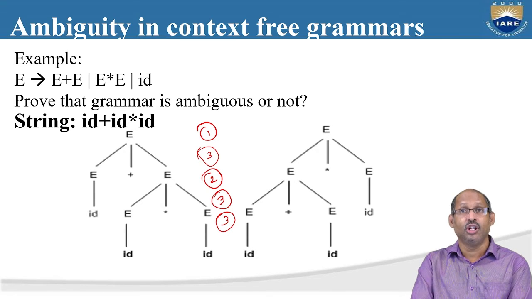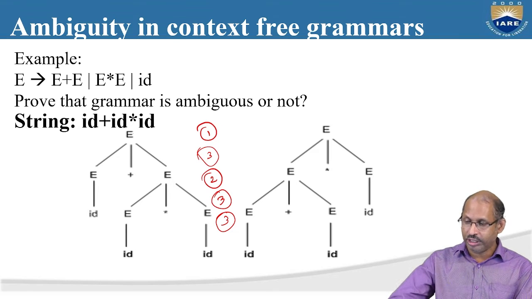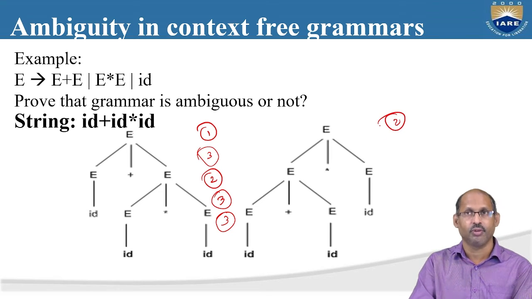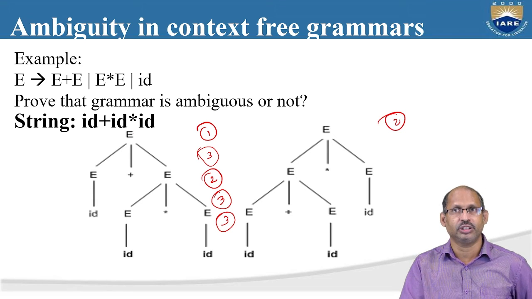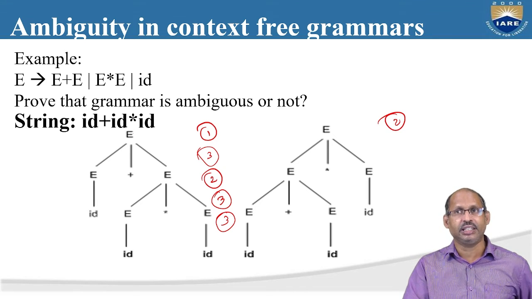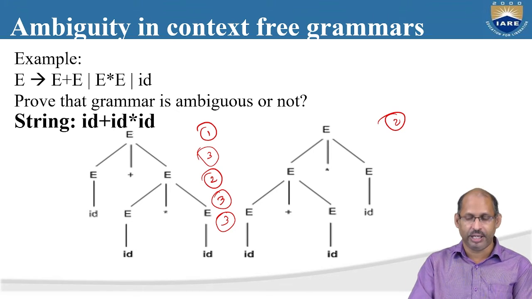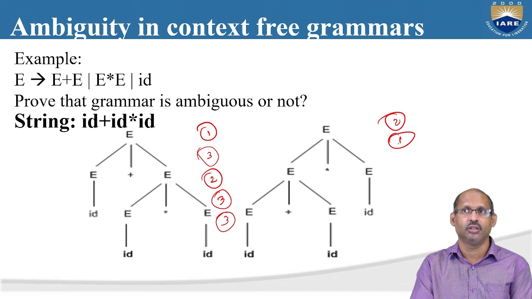This is another leftmost derivation. Now, what is the order we have followed? First, we have selected production number 2, E gives E into E. Then we applied production number 1, E plus E. Right? E into E is the first we applied.